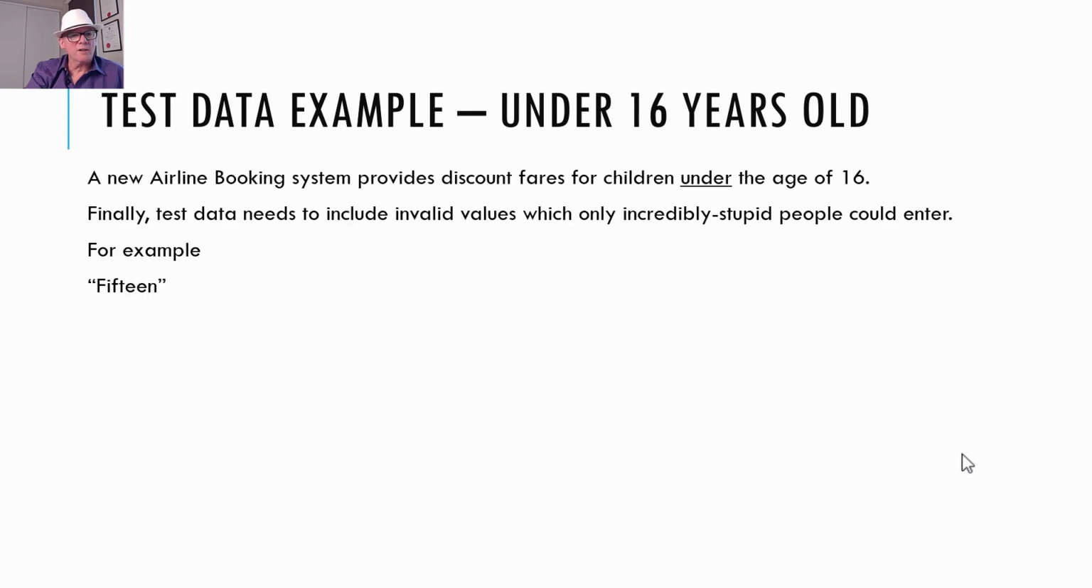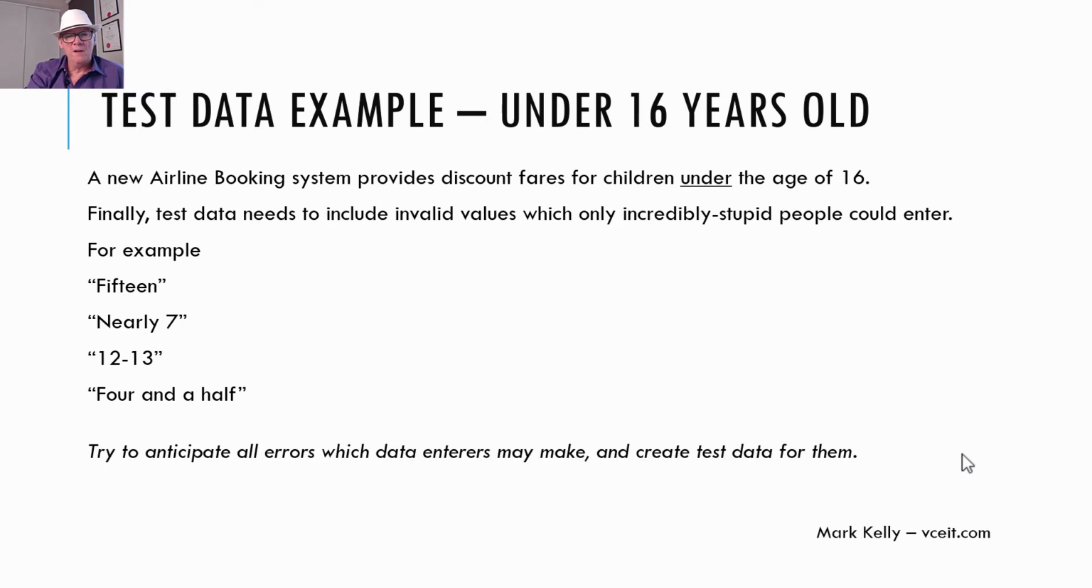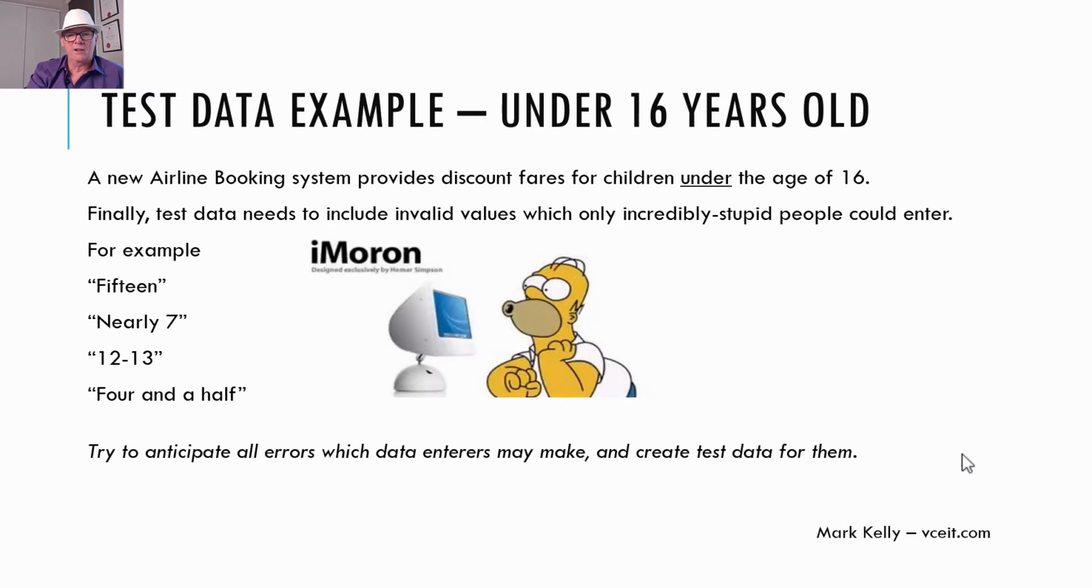What else have we got left to do on this example? Oh yeah, then you do the Homer Simpson tests, as we call them. Things that incredibly stupid people would enter. So they type an age with letters like 15 instead of putting the number in. Nearly 7, the kid's nearly 7 years old. 12 to 13, because like they're 12 and a half years old. So maybe we'll just put 12-13 in there. 4.5. Type that in. So try and anticipate those errors.